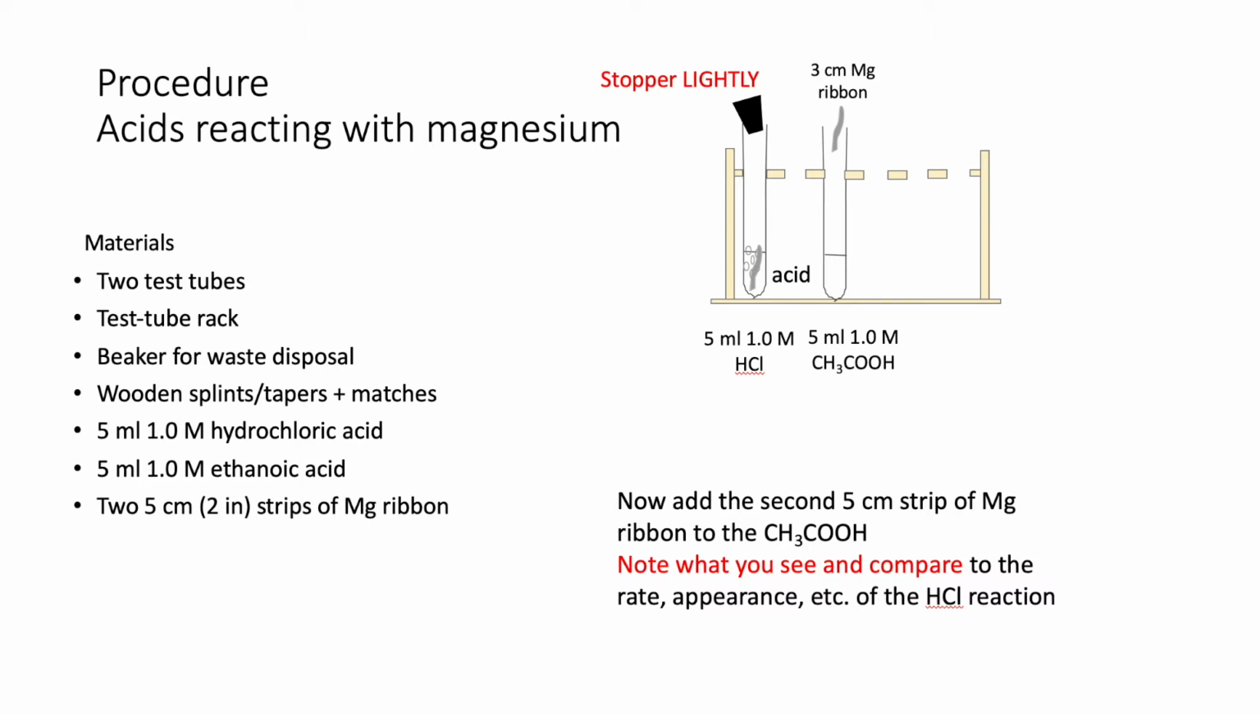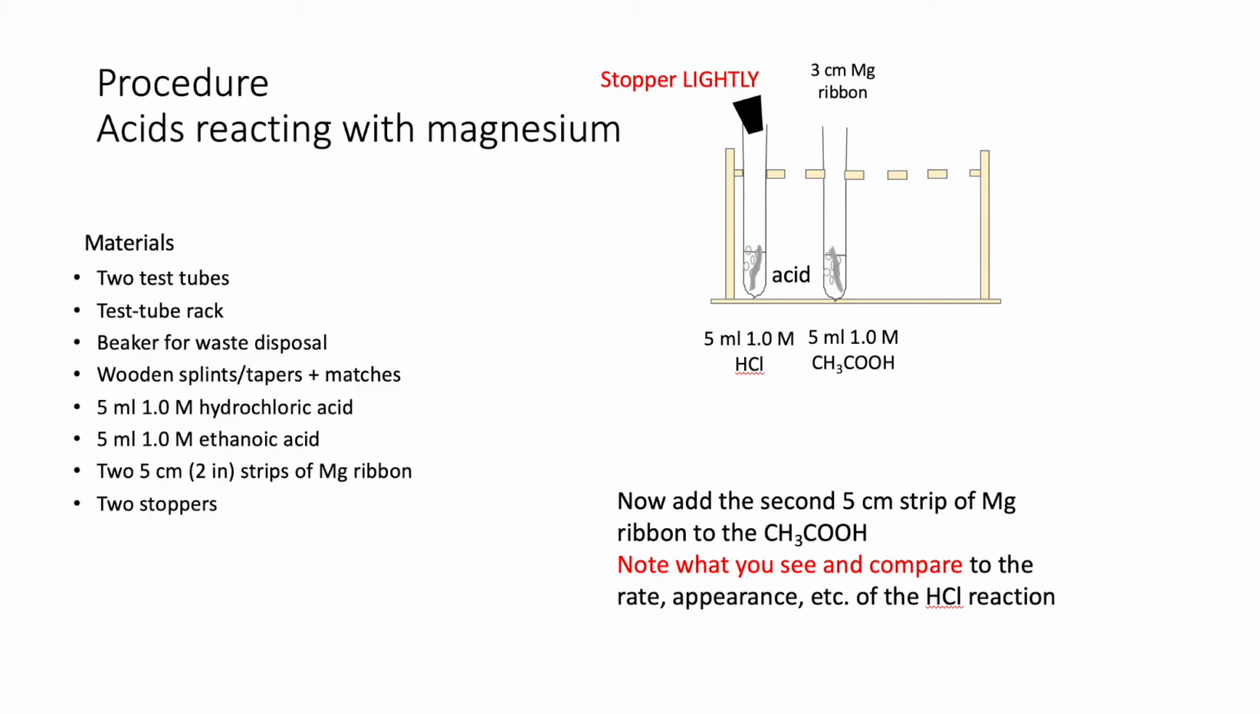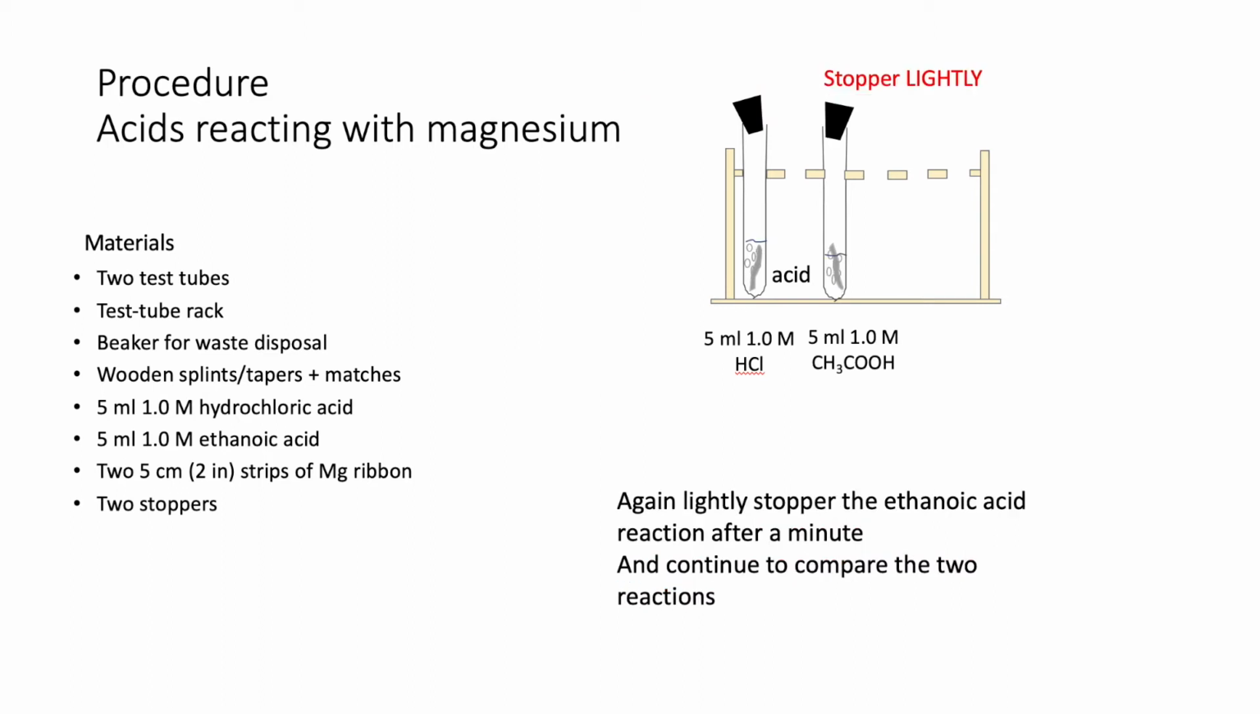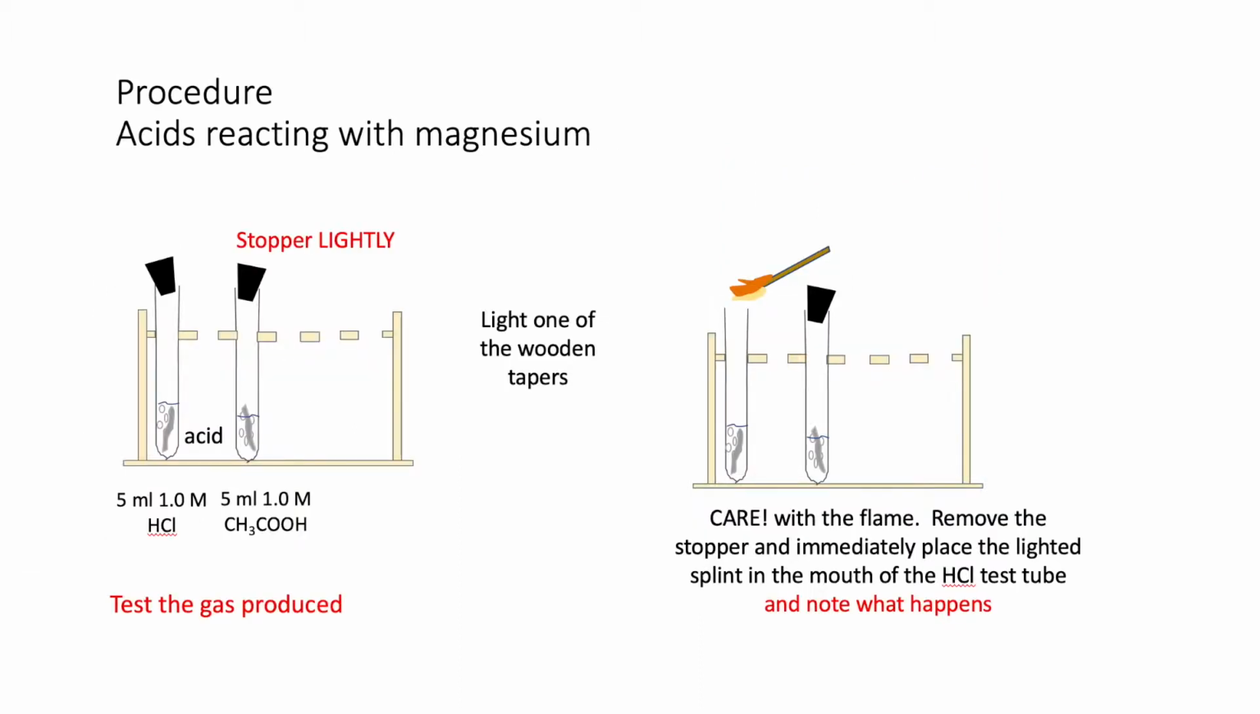And as that reaction is underway, start with the next strip of magnesium into the ethanoic acid and compare what you see in this reaction to the one with the hydrochloric acid, the rate of reaction, the appearance, etc. Again, stopper that tube lightly. And then you're going to test the gas.